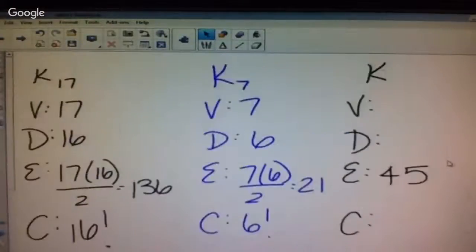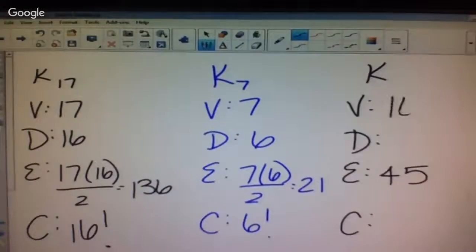So we've got 9 and 10. With 9 and 10, which one of those are my vertices? 10. Which means my degree is 9. Which means my circuits are 9 factorial. And this is K sub 10.